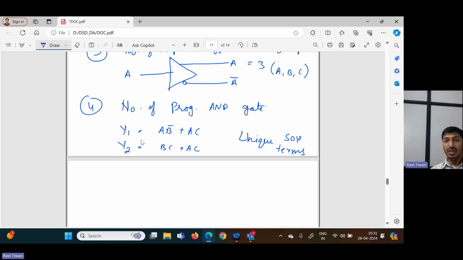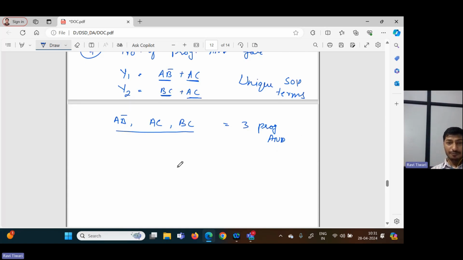In both the expressions, you have to find out the number of unique SOP terms. So AB bar is the unique term, AC, that means you have to consider only one time. BC is the third term. So here I am writing AB bar is the first term, second term is AC, and third term is BC. So we have 3 unique SOP terms in both the outputs. So we require 3 programmable AND gates. This is the important part. You have to consider only the unique SOP terms.